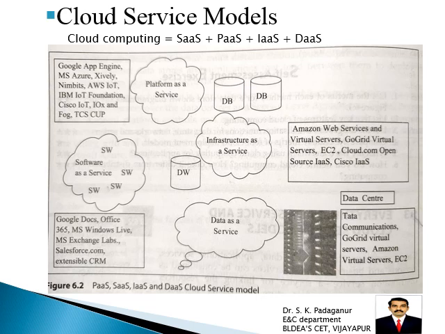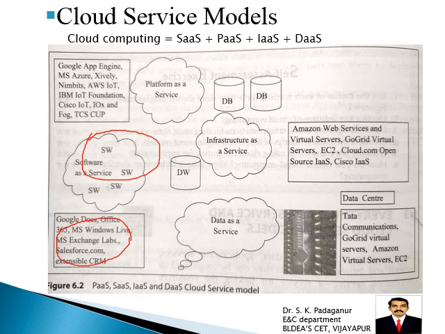So look at the first, that is SaaS, software as a service. Which software can we buy from the cloud? Google Docs is there, Office 365 is there, MS Windows. These are all very important examples of software. MS Exchange Labs are there, then Salesforce, IBM is there. All these act as software from the cloud side. So that's why the first service model is SaaS, software as a service.